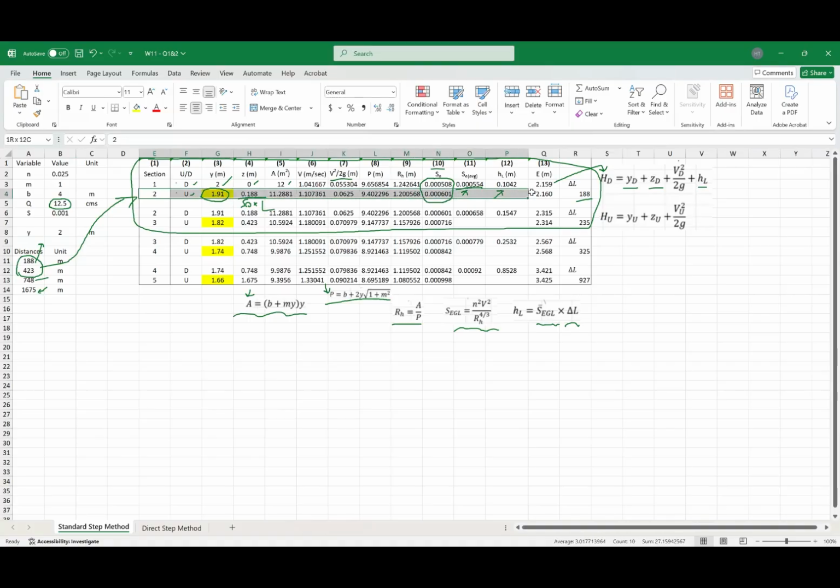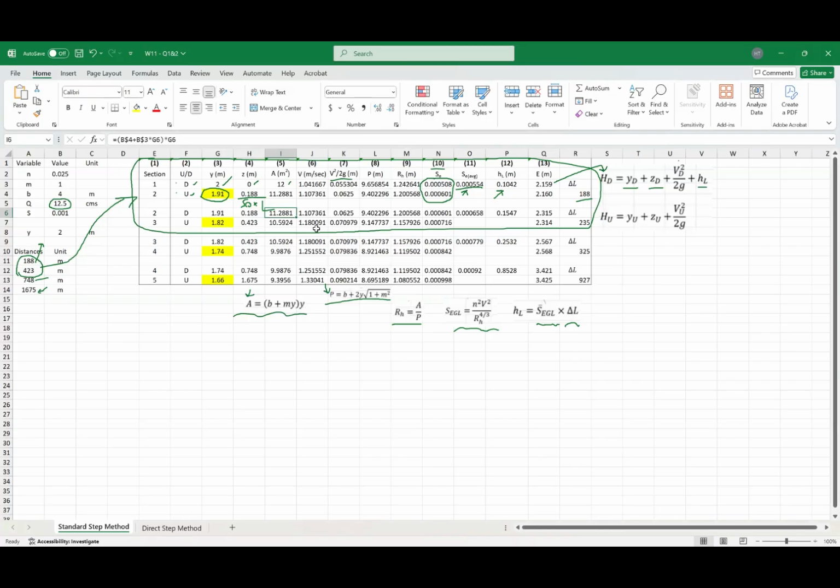Then we skip to the next distance, which is between 188 and 423. So let's use this row. For 188, we calculated the water depth as 1.91, so we just use this here. And now we need to find this value. Again, we are just repeating what we did. And this time we used this elevation as 0.188.